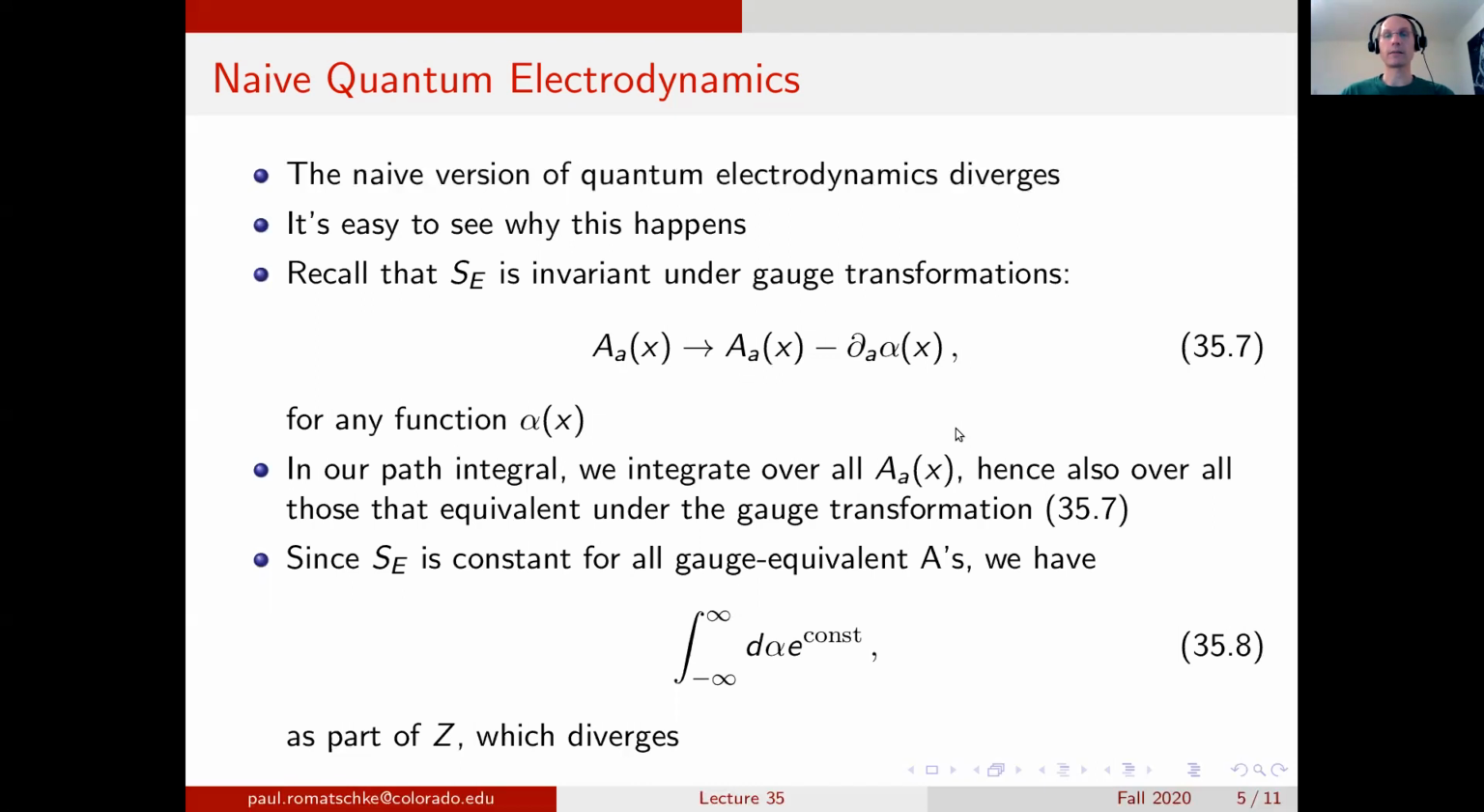So that means that since there are many gauge field configurations that correspond to just a gauge transformation, there is a part of the partition function that is just an integration over all gauge field configurations alpha, and the action for all of these is constant because S_E does not depend on alpha because of the invariance under gauge transformations. So we find that the partition function has a contribution where we integrate over alpha times a constant. And of course, the integral that's unbounded over a constant is just a divergent contribution. This is the reason why the partition function diverges.